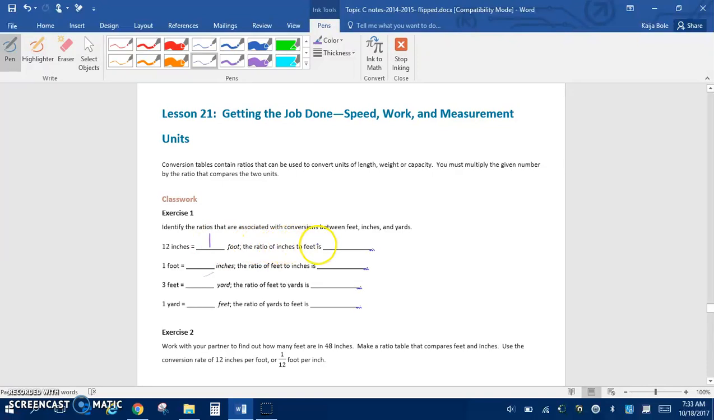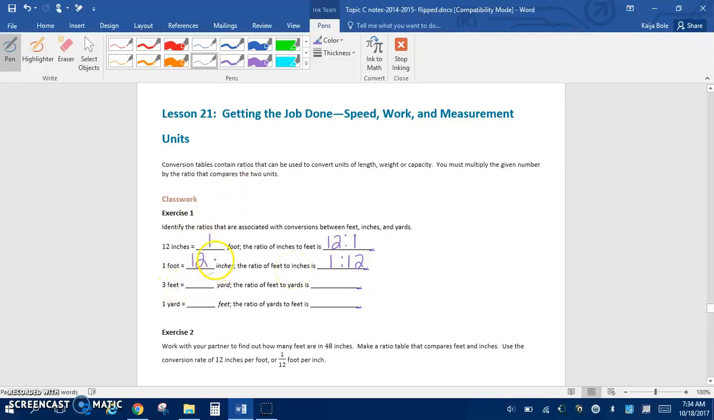So the ratio of inches to feet would then be 12 inches to 1 foot. Alright, now the second one says 1 foot equals, and we know that's 12 inches. So now it says the ratio of feet to inches would be 1 to 12. So notice the orders just switched there, and we remember that order matters with ratios.